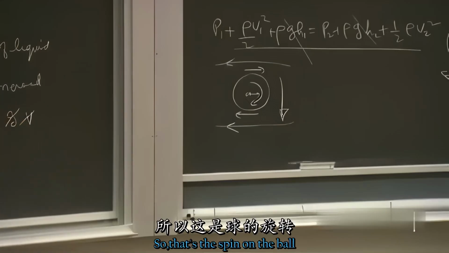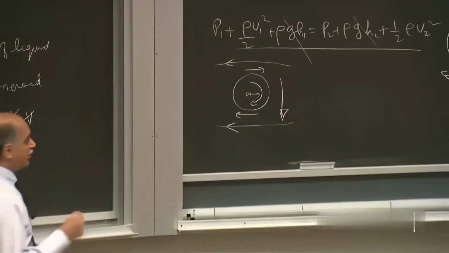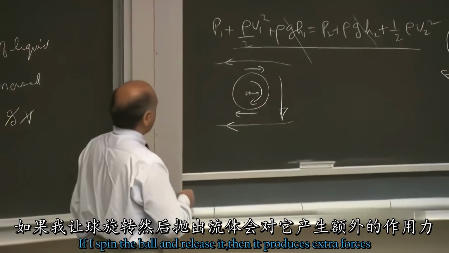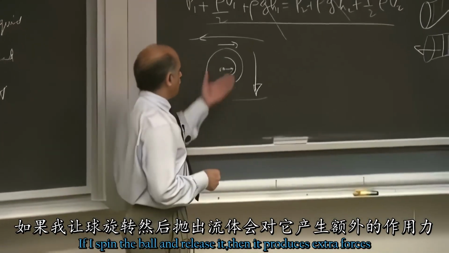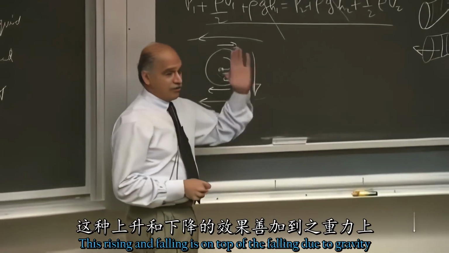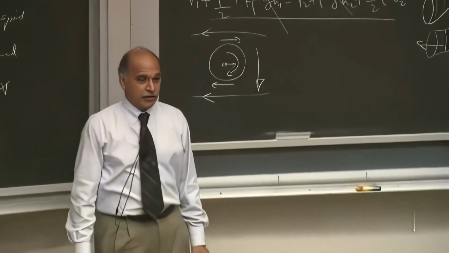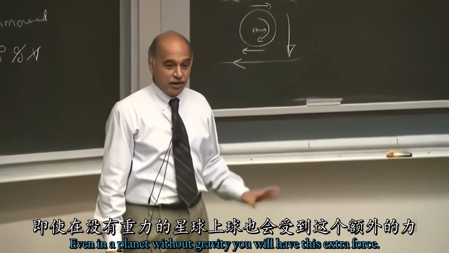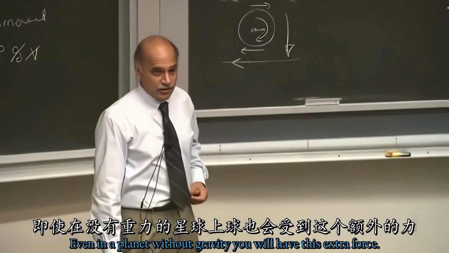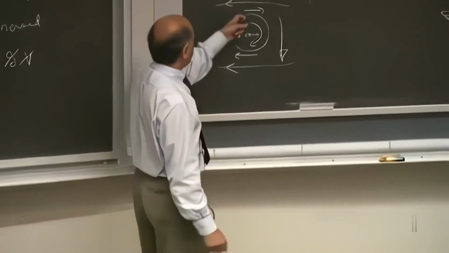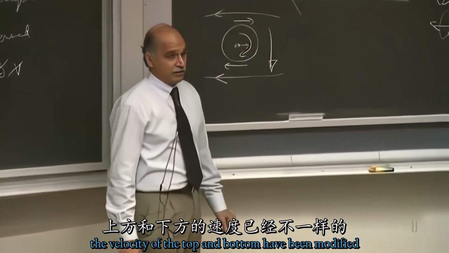So that's the spin on the ball. You've got to spin the ball and release it, which then produces extra forces. This rising and falling is on top of the falling due to gravity. Even in a planet without gravity, you will have this extra force. It's coming simply because the velocity at the top and bottom have been modified.